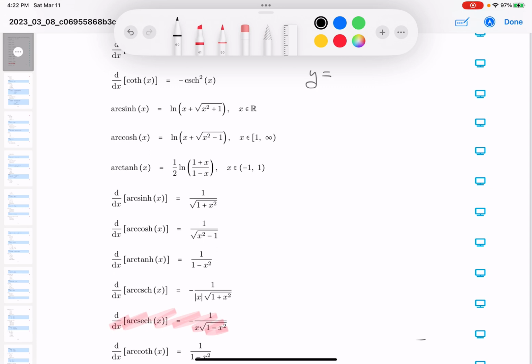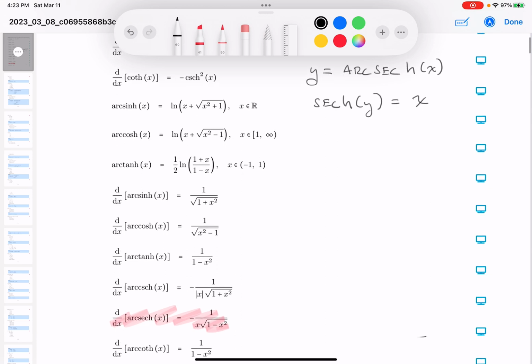y equals the inverse hyperbolic secant of x. I'll rewrite this as, let's see, hyperbolic secant of y is equal to x. I'm going to write this as the hyperbolic cosine of y equals 1 over x. And then I'm really back in familiar territory now. I'm back to y equals the inverse hyperbolic cosine of 1 over x.